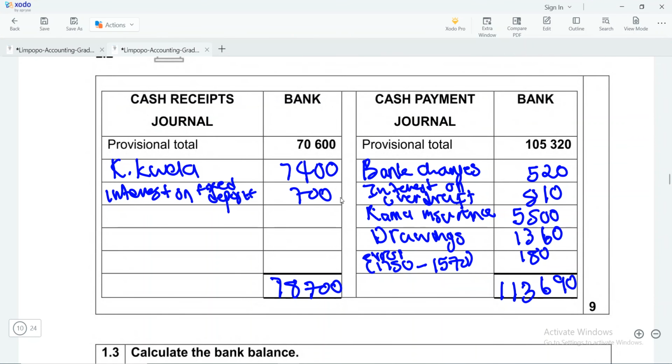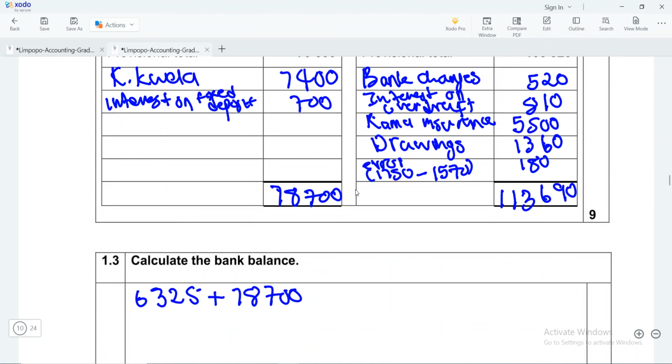So now this total that we have received, because it's a payment, we'll have to subtract it. So we'll say here minus 113,690, and then it will give us the balance of the bank account. So remember, these are our payments, so we need to add these two first. But you can already see that we are going to have a credit balance, because our payments are more than our receipts when you look at this. Okay, so you must indicate it's a credit balance also.